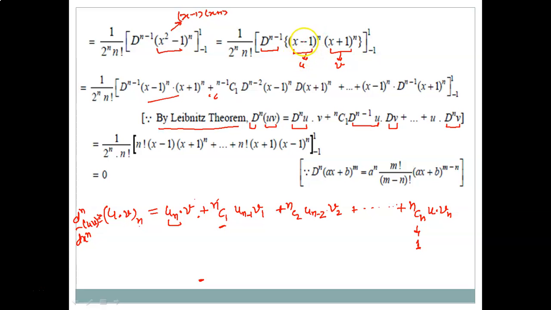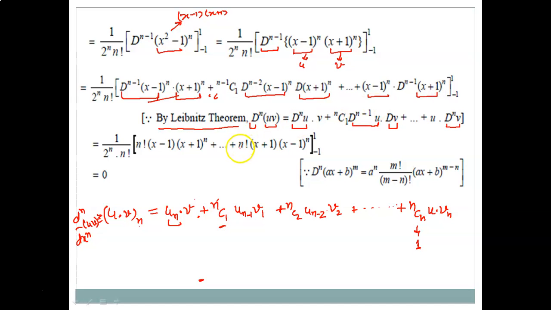So what you do, you will take the n minus 1th derivative of this term, n minus 1th derivative of this term, and the second term remains as such. Then you have n minus 1 c1, the n minus 2th derivative of the first term and the first derivative of the second term, that is this is v1, and so on and so forth. Finally, we shall have the first term as it is, in fact this is u, and the n minus 1th derivative of the second term.